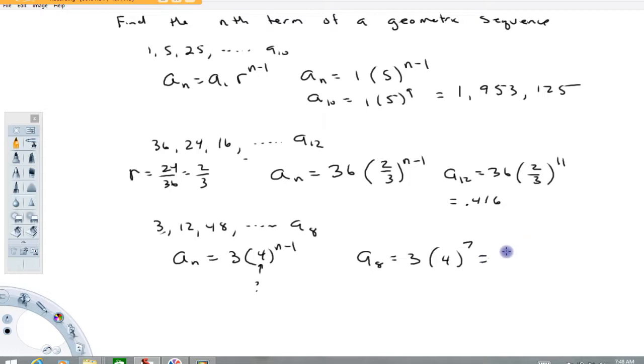All right, I get 49,152. So I got a couple more examples I want to look at here, folks. If you don't mind, I'm going to pause this and clean this up and write those other examples down.